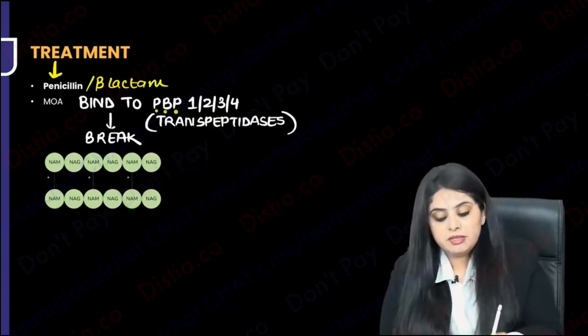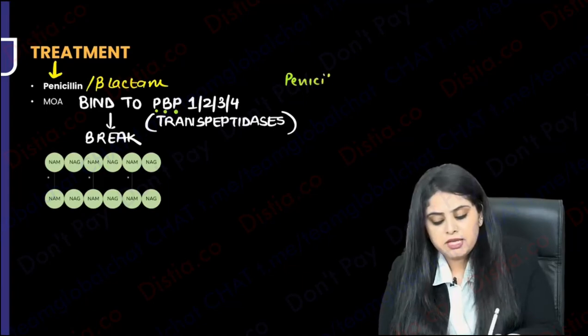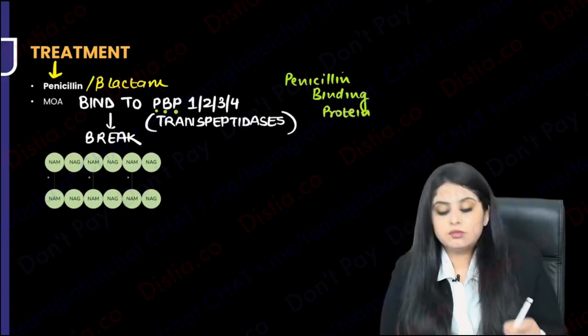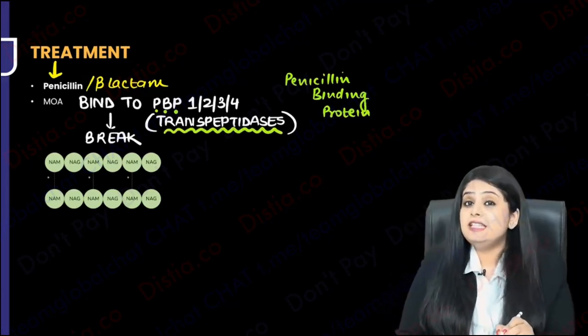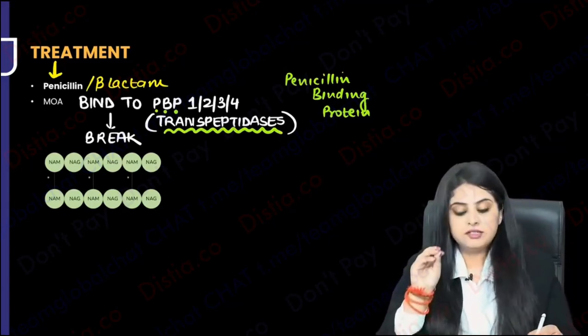There are something known as PBP. You really don't need to know the full form, but yeah, you can because it's kind of obvious. Penicillin binding protein 1, 2, 3, 4 are present. These are also known as transpeptidases. These are the places where the penicillin is going to go and act.